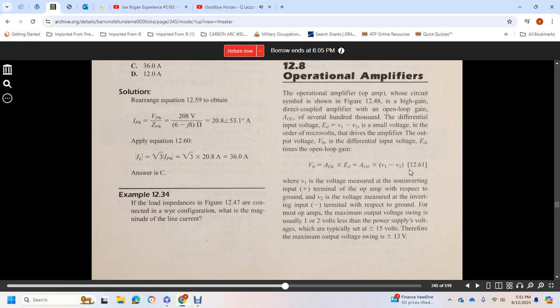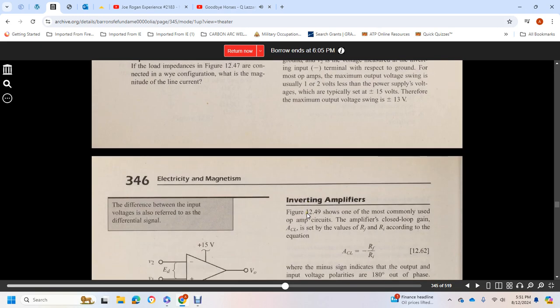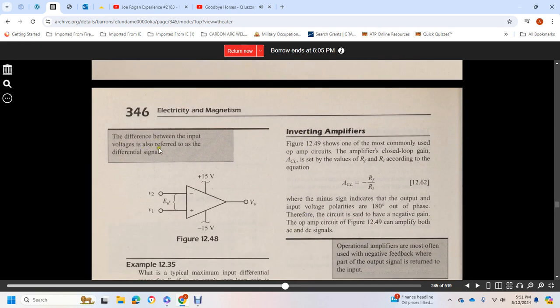The operational amplifier's maximum output voltage swing is usually 1 or 2 volts less than the power supply voltage, which is typically set at plus or minus 15 volts. Therefore, the maximum output voltage swing would be plus or minus 13 volts. The difference between the input voltages is referred to as the differential signal.